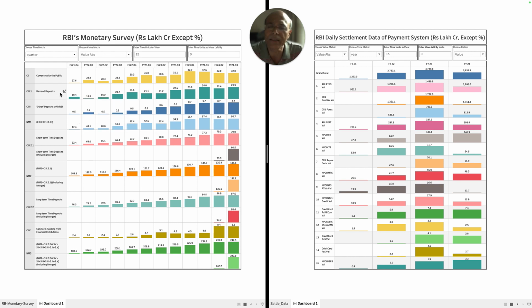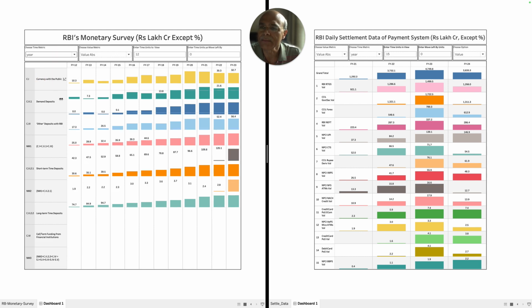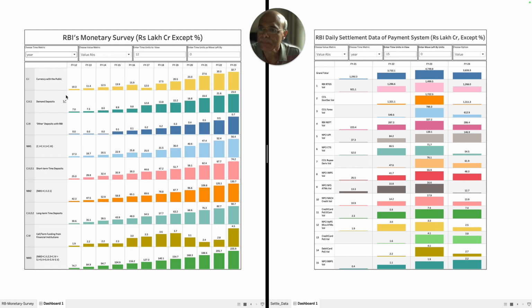However, quite a different kind of conclusion can be drawn from this particular table. Look at this data. FY24 Q4, I'm doing a quarter basis. Let me do a yearly basis first, and then we'll zoom in. On a yearly basis, in FY12, we had a total cash holding of 10.3 lakh crores, right? Then it increased to 11.4 lakh crores, then 12.5 lakh crores, then 13.9 lakh crores, then 15.9 lakh crores.